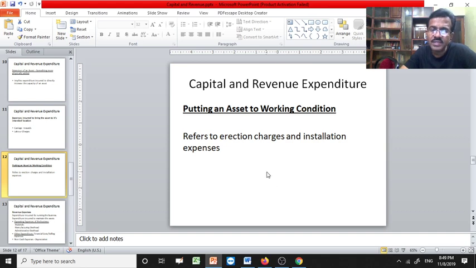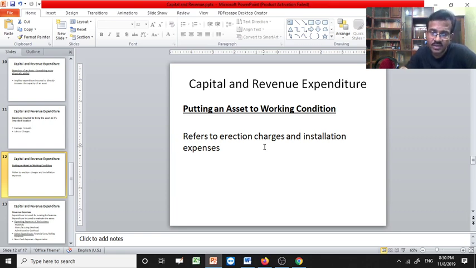Then putting an asset into working condition. So now you have brought the machine. You paid the customs duty first of all. Then you got the legal paper for the asset, and then you engaged certain coolies to put it in the truck. It came to your premises, and you need some more workmen to get the machine placed from those trucks to the particular place where you intend to keep the machine.